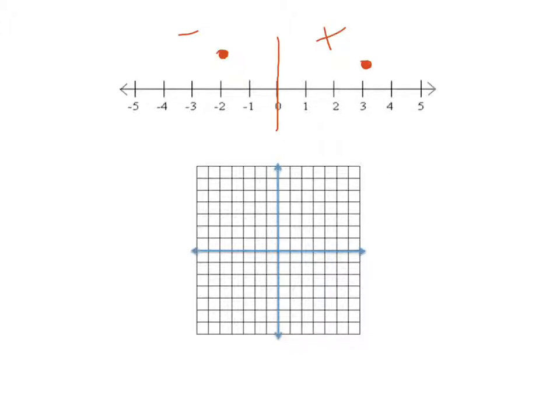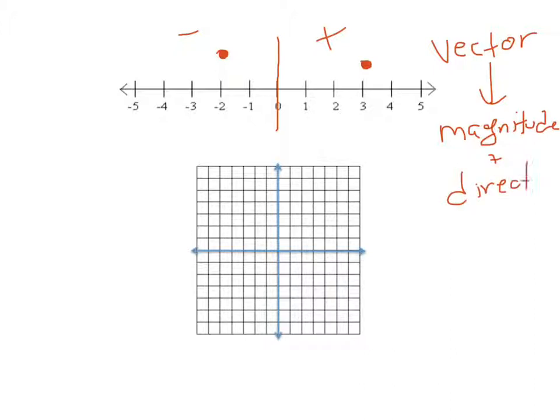So that means that position is a vector. A vector is a quantity that has both a magnitude, meaning a size, but it also has a direction. So I know that I should go right or left based on the value +2 or -2.